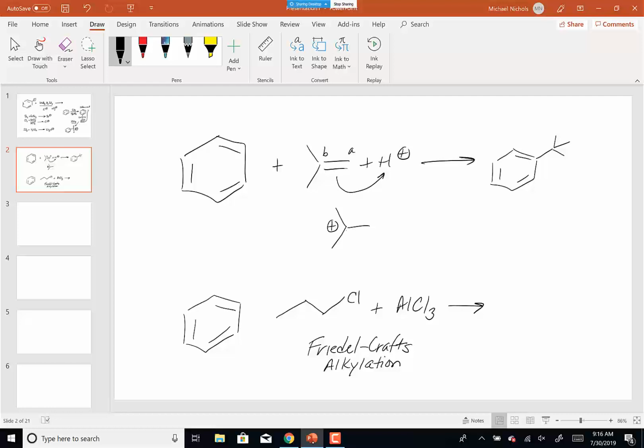No chloride. Because the aluminum is going to take the chloride off and leave you with the carbocation that then is going to add to the ring. So there won't be any chloride in the final product. The name of this Friedel-Crafts Alkylation means I'm adding an alkyl group to the benzene ring.